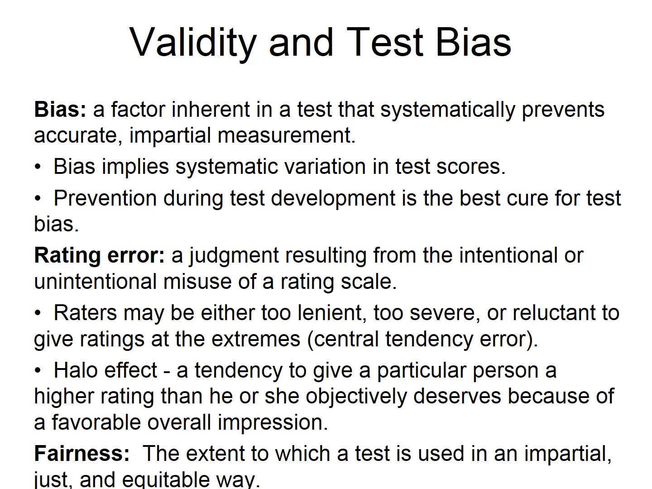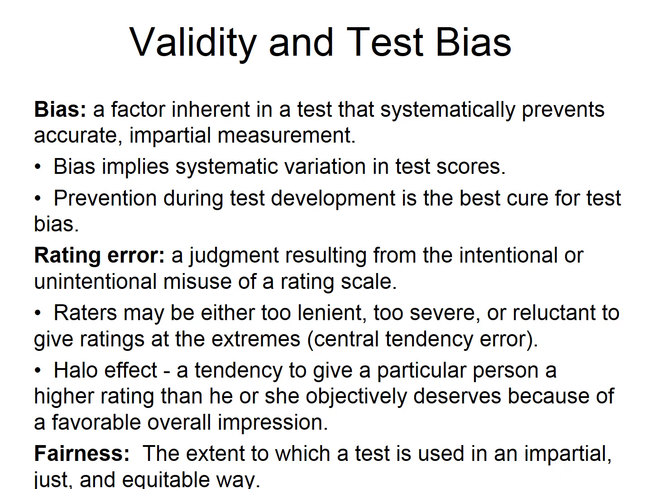So, final slides, validity and test bias. So bias is a factor inherent in any test that systematically prevents accurate impartial measurement. So bias always implies a systematic variance in test scores. Prevention during test development is the best cure for test bias. So bias is when we're capturing an additional construct that we don't actually want in there, but we systematically, reliably measure it. So a common bias in intelligence testing is cultural bias, socioeconomic bias, and sometimes, as a part of cultural bias, ethnicity or racial bias.